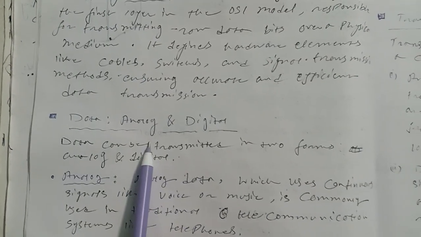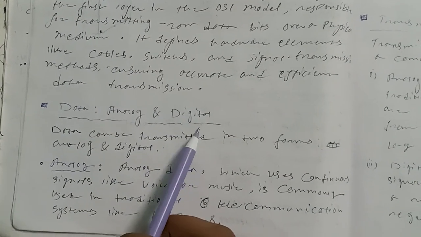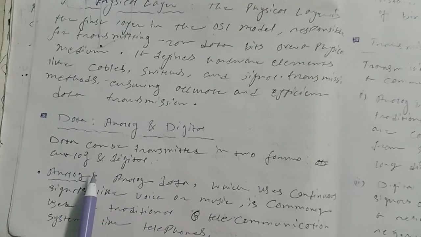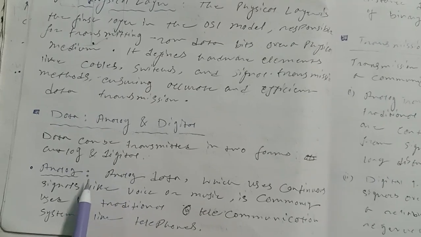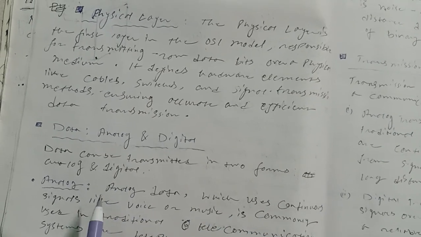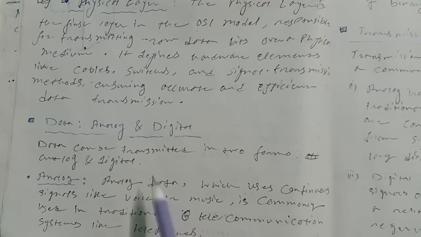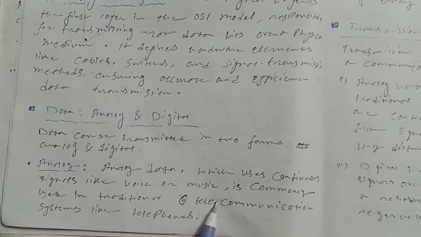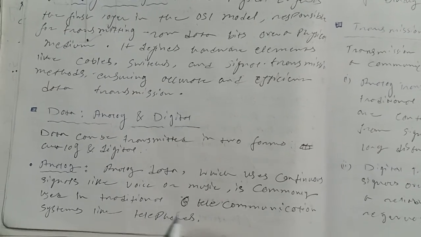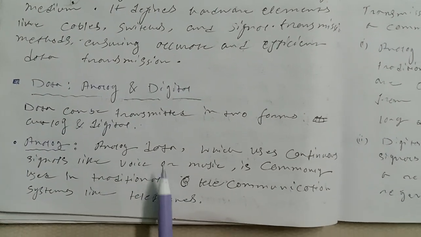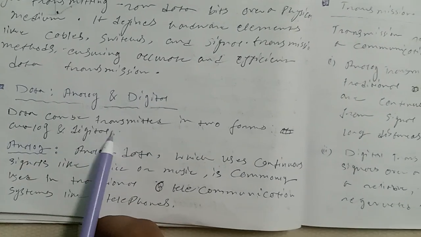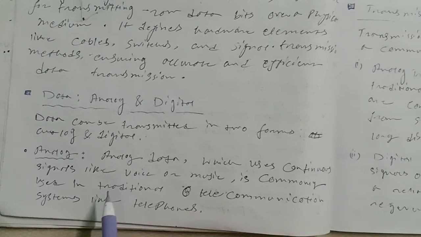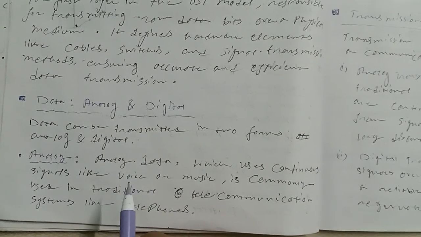Then we have data, analog and digital. Data can be transmitted in two forms, analog and digital. We have analog data, which uses continuous signals like voice or music. It's commonly used in traditional telecommunications systems like telephones. So this is the analog system. We have seen the analog data. Let's see what is digital data.